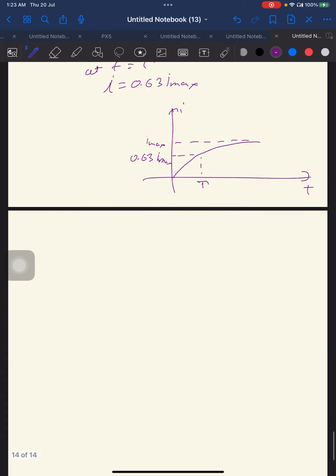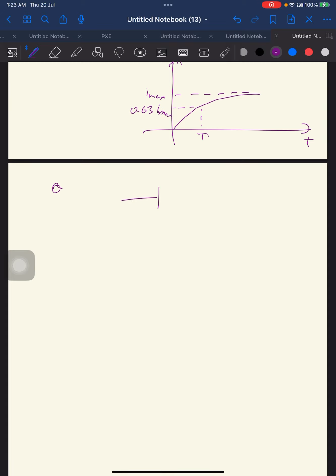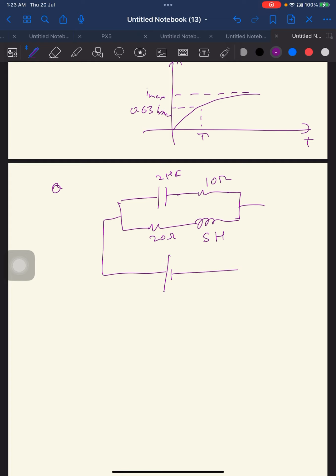Okay, now let's see one question before moving further. Suppose there is a 2 microfarad capacitor and a 10 ohm resistor, and there is a 20 ohm resistor and an inductor of 5 Henry, and a battery of 20 volt. This is I, this is I1, this is I2. Find I1 and I2 at t equal to 0 and t equal to infinity.